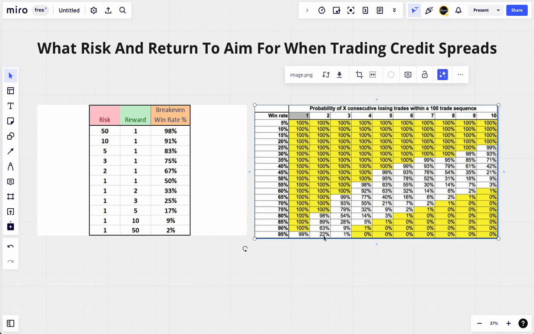We have a 22% chance of having 2 losers in a row. We have a 1% chance of having 3 losers in a row. And anything more than that, it's almost 0% likely that we'll have more than 3 losers in a row. This is statistically how it plays out. You can have more than this in real life trading, but statistically, you should expect no more than 2 to 3 losers in a row with this.